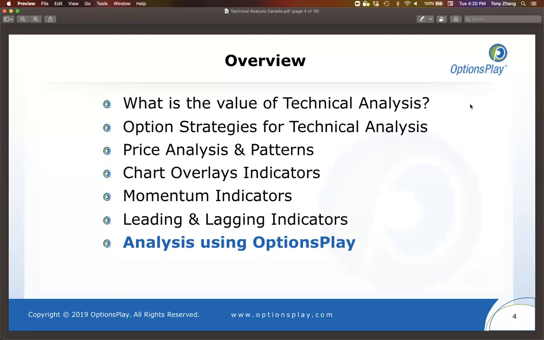methodologies. And then lastly, we'll go through some real setups using OptionsPlay and show you how you can use OptionsPlay to quickly identify the right option strategy for the outlook you have on the underlying stock.